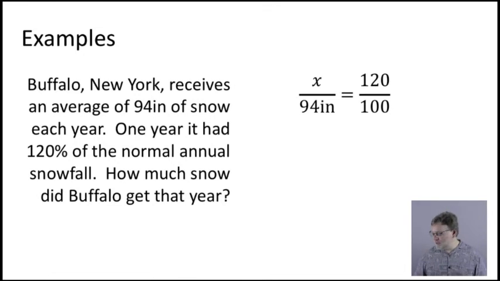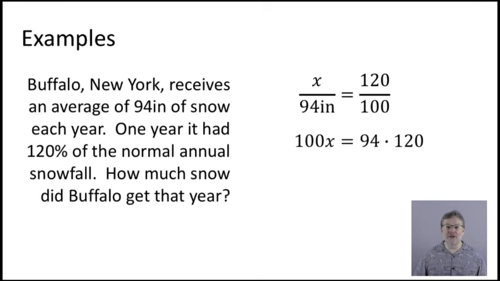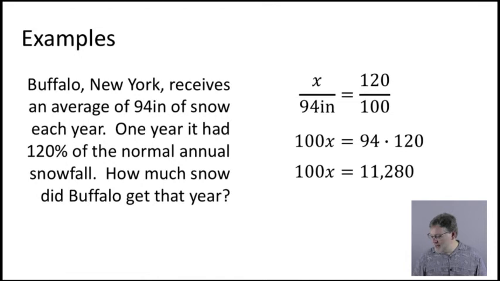So let's think about that as we're solving this proportion by cross-multiplying. 100 times x is equal to 94 times 120, or 11,280. We divide both sides by 100, and you should be able to do this without a calculator. Just move the decimal point over a couple of spaces there, and we get 112.8 inches. That is indeed above the average value. That's our base of 94 inches. So as predicted, our amount is larger than our base. We got more than the average amount of snowfall that year. We got 120% of normal, or 112.8 inches.